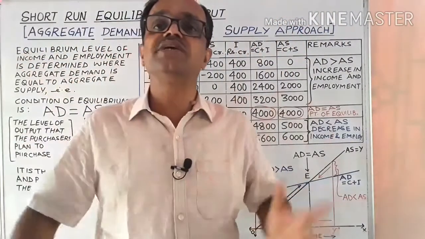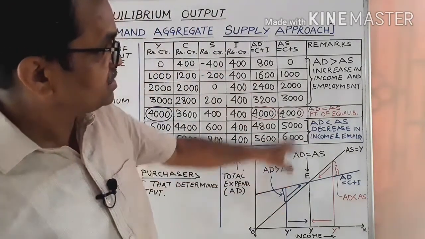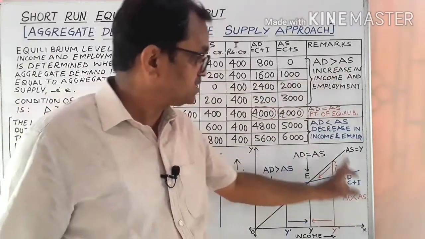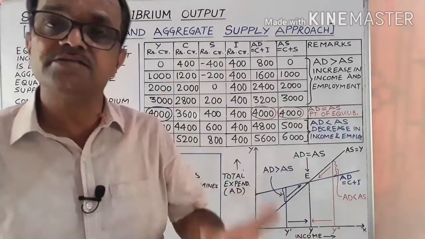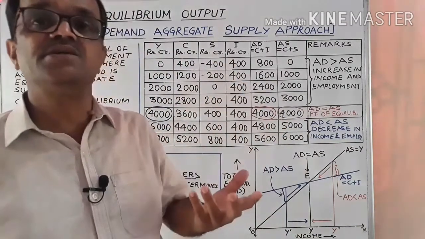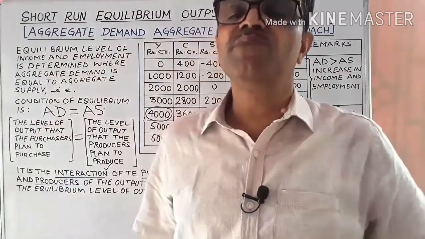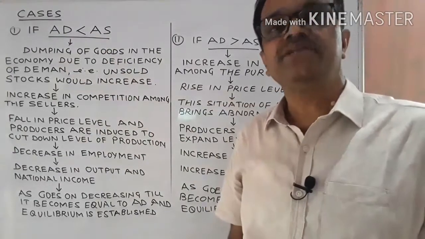Now there are two cases of disequilibrium: either AD is more than AS, or AD is less than AS. Then how is the equilibrium established again in the economy? Let's have a look at these two situations one by one separately. Now let's have a look at the two cases of disequilibrium.